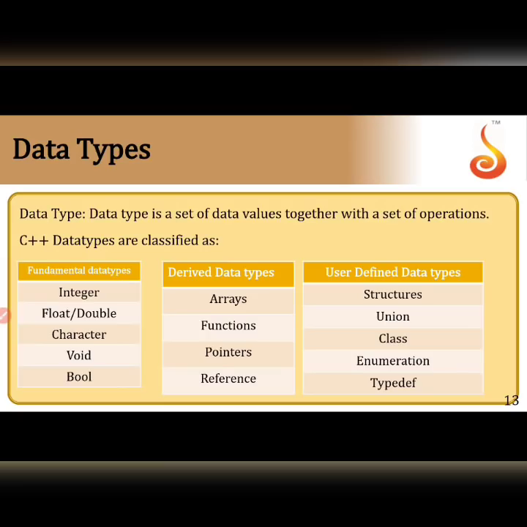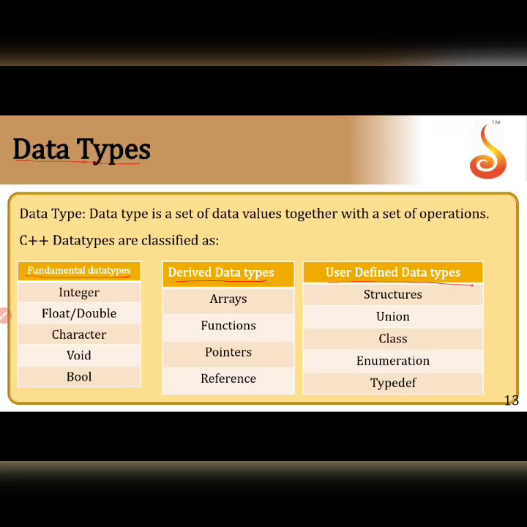We've written this. Then it is data types. So what is a data type? It is a set of data values together with a set of operations. In C++, if you are using any programming element, it has to be declared. When you specify the data type, depending on the data type, that many bytes of memory would be allocated for that element. The data types are classified as fundamental data types, derived data types, and user defined data types.